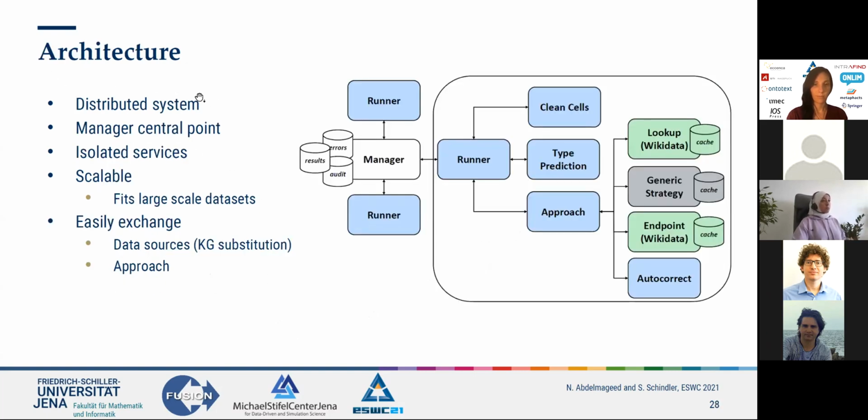From the architecture point of view, JenTab is a distributed system with one central point or node named the manager for workload balance. The other components are implemented in isolated services. So the chosen architecture enables scalability and knowledge graph substitution.